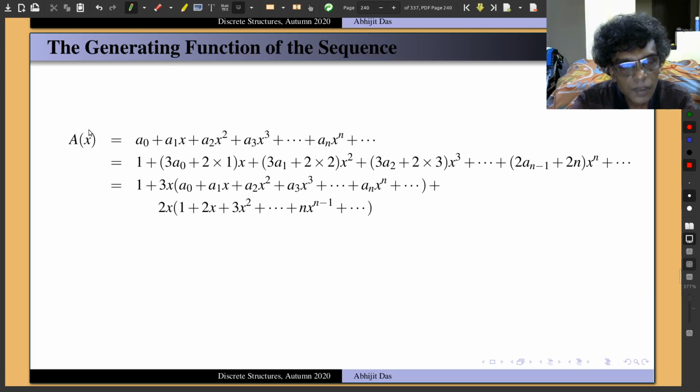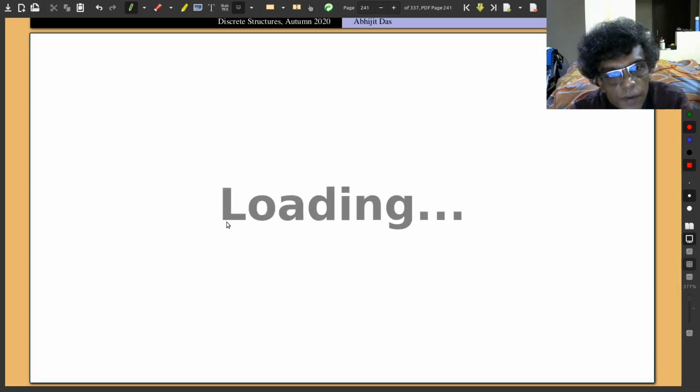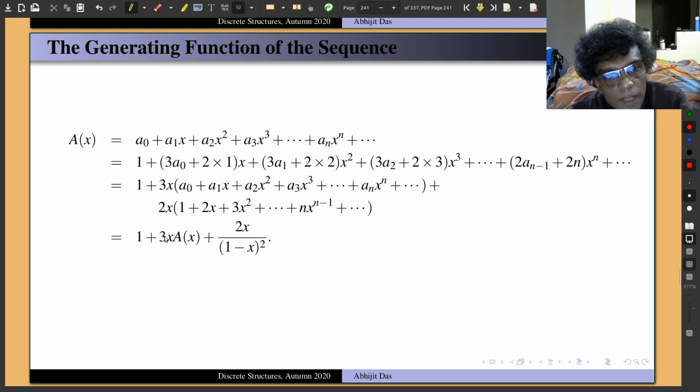right? So I can simply substitute this infinite sum by Ax, and this I know is the expansion of 1 over 1 minus x whole square. So I can simplify this as 1 plus 3x Ax plus 2x over 1 minus x whole square.